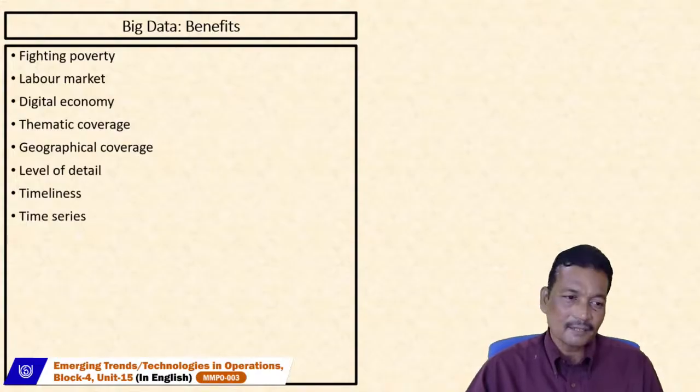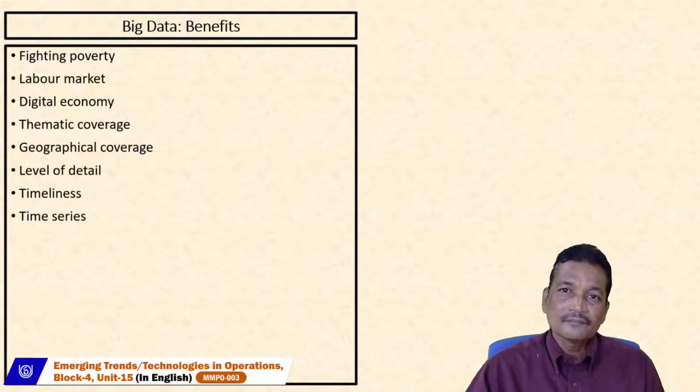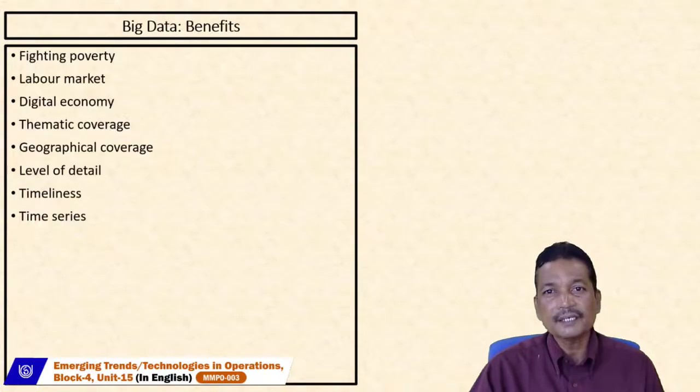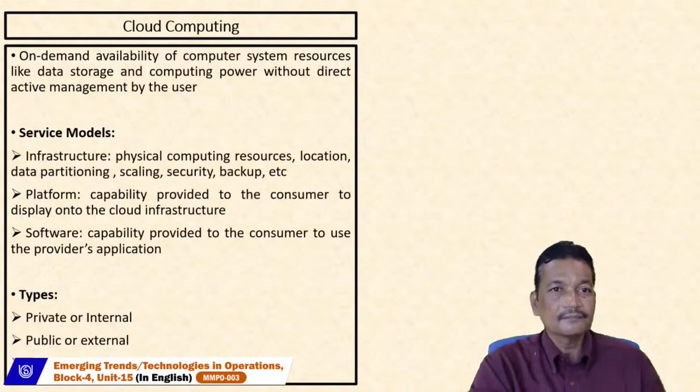Second, you can have the labor market. Third, digital economy. All of you now know that most of the people are using the digital economy in our nation. You can have through your smartphones the bank account in your hand. You can transfer money, you can pay bills, you can send money, receive money, etc. And other benefits are there for big data.